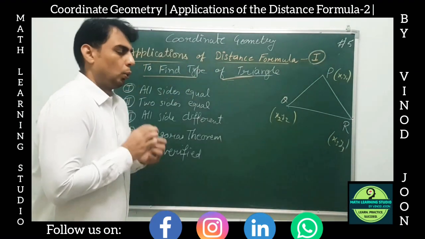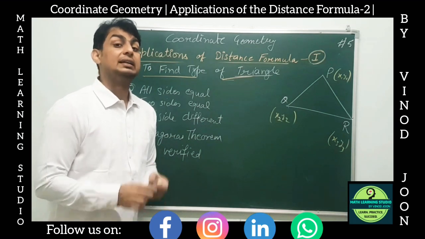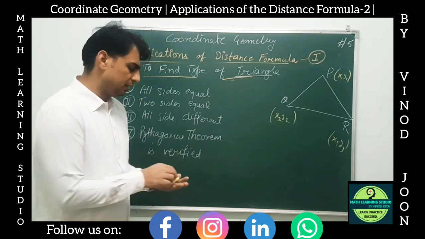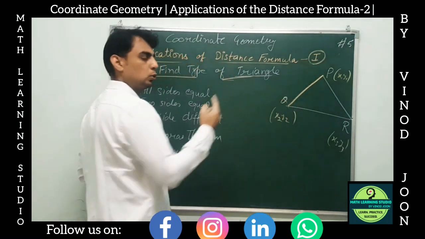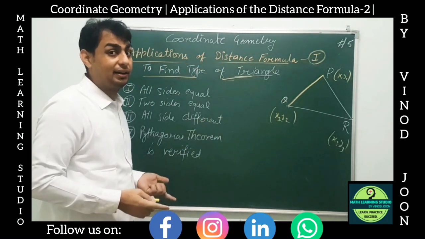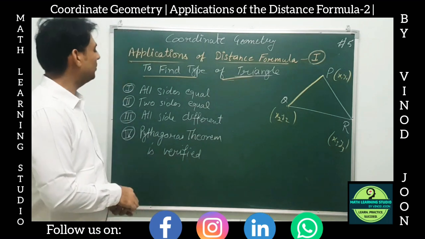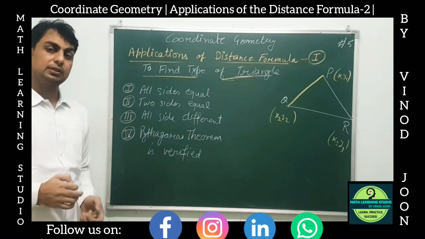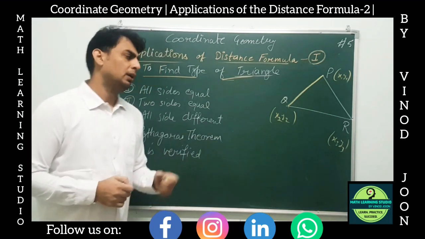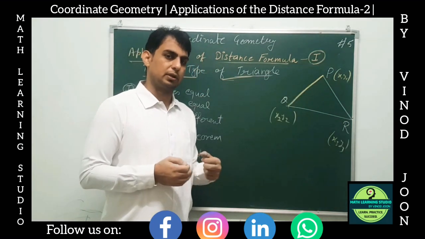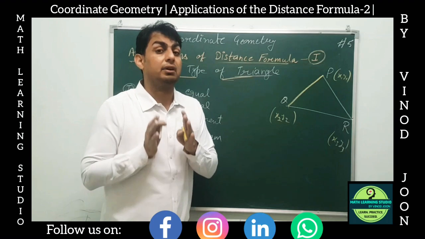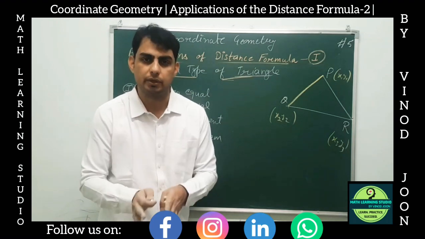Well, we apply the distance formula to find the sides of this triangle. Now what are these sides? These sides are nothing but the distance between the two given points, and that's why distance formula, right? So there can be four different conditions when we find the distance between any two points, any two vertices of this triangle, or simply saying when we find the three sides of this triangle.